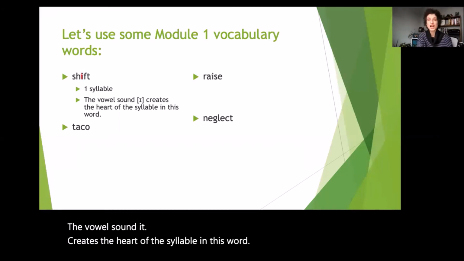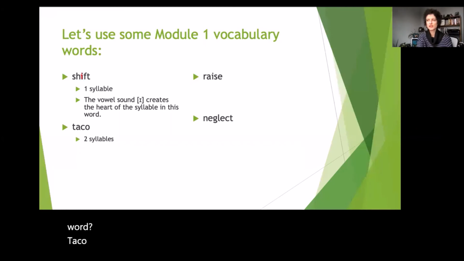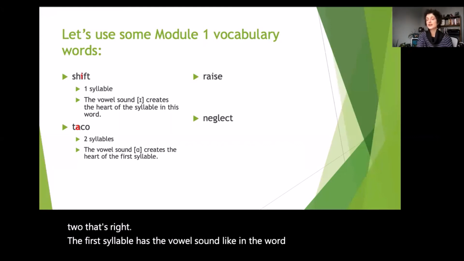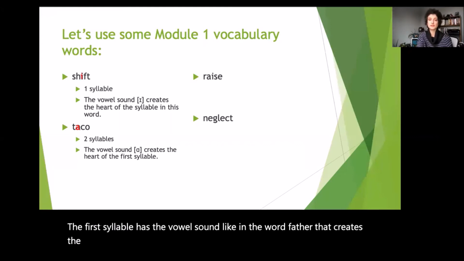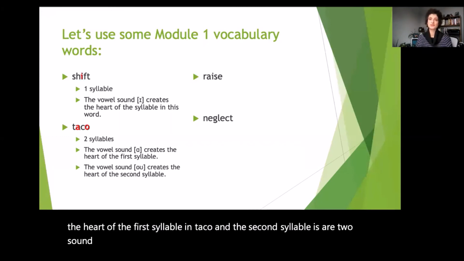Next, we have the word taco. How many syllables do you hear in this word? Taco. 2, that's right. The first syllable has the vowel sound ah, like in the word father. That creates the heart of the first syllable in taco. And the second syllable is our two-sound vowel O. This creates the heart of the second syllable in the word taco.